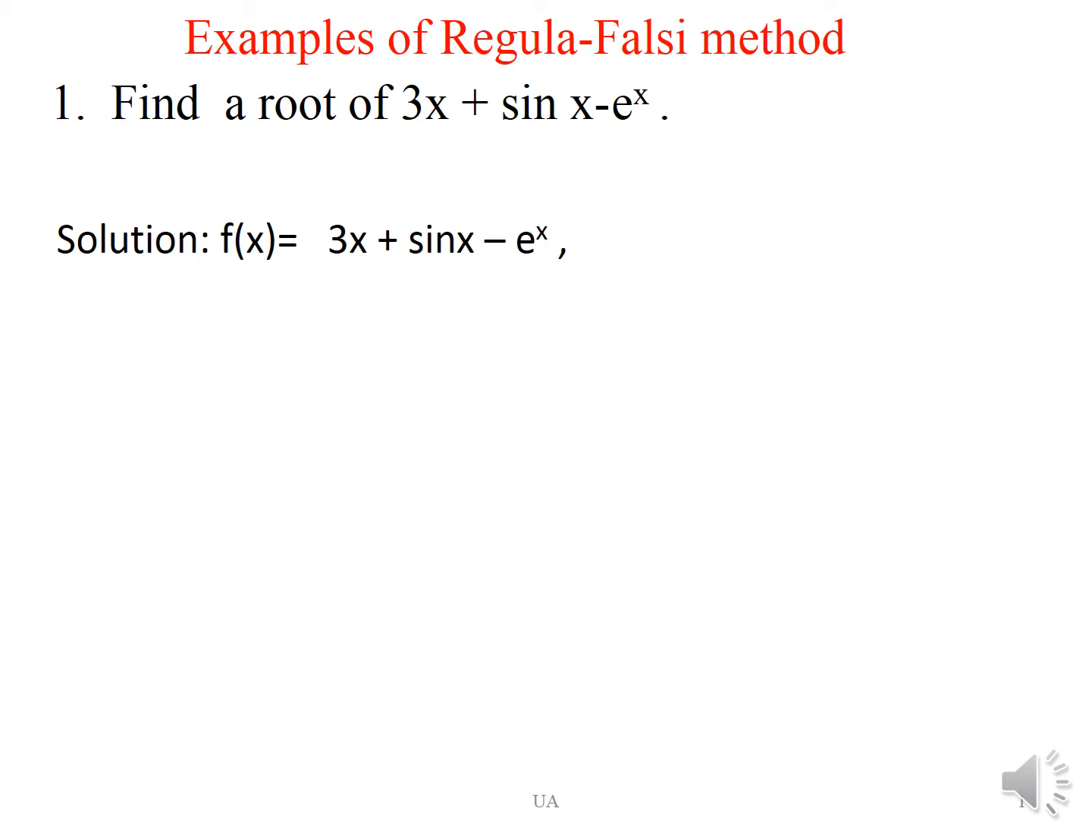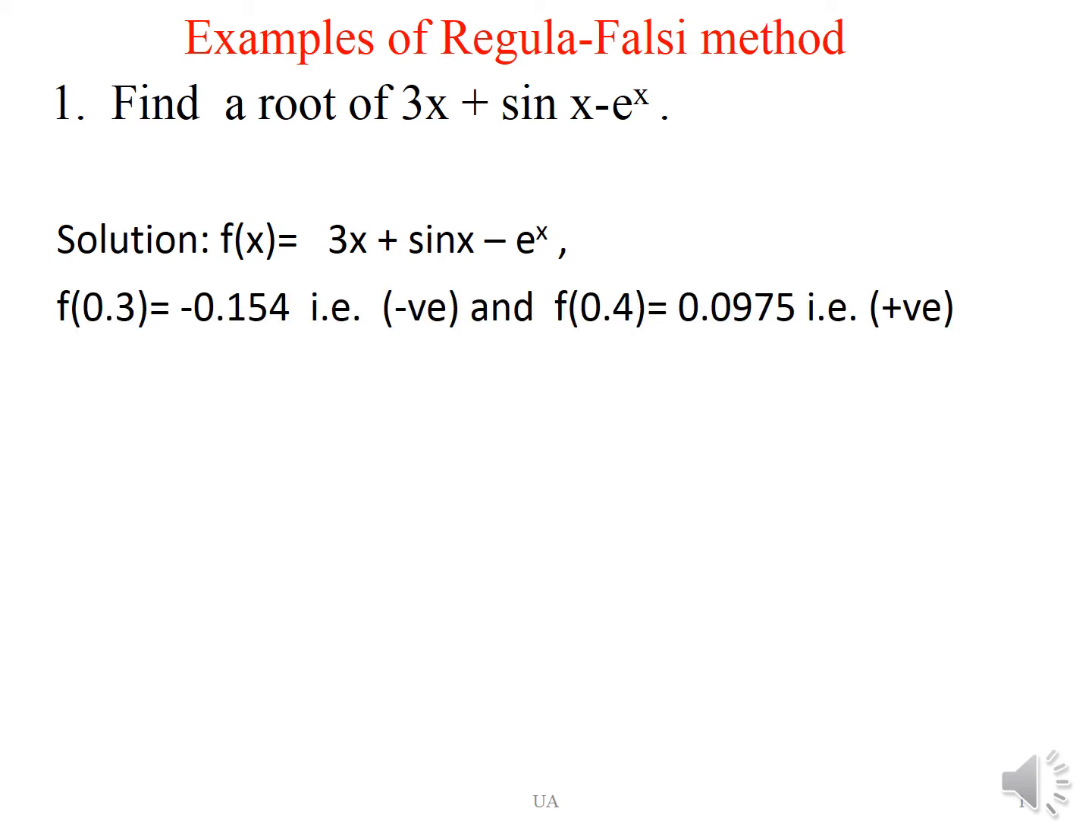Now the first step is that we have to find an interval in which the root of this function may lie. It means we have to find an interval where the function changes its sign. So we try it by hit and trial. Let's take x equal to 0.3 and 0.4. The value comes negative and positive respectively. You can see here the function value at 0.3 and the function value at 0.4.